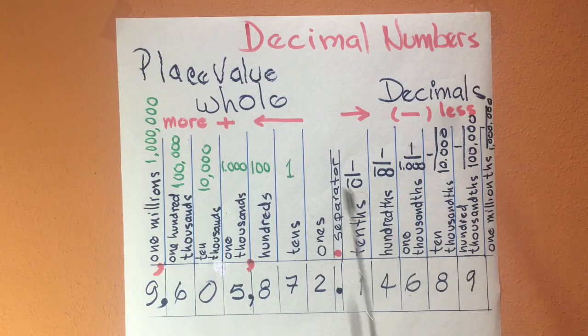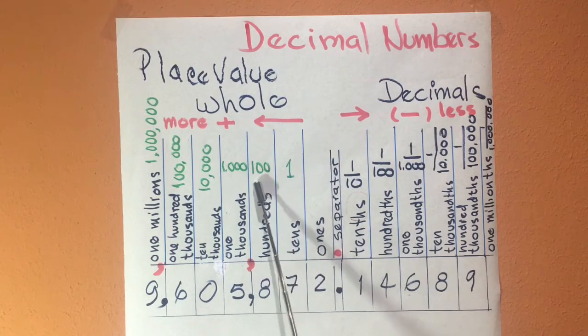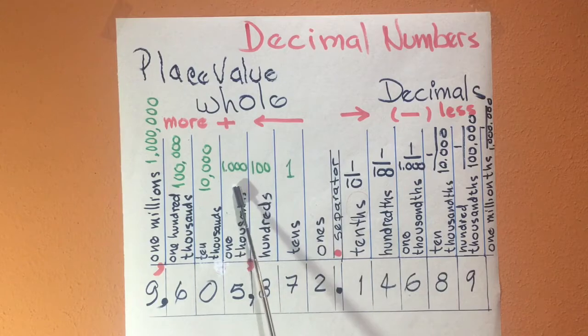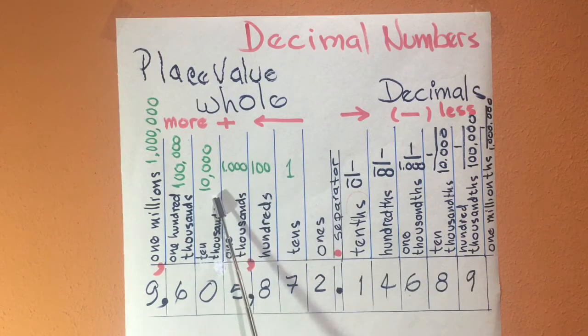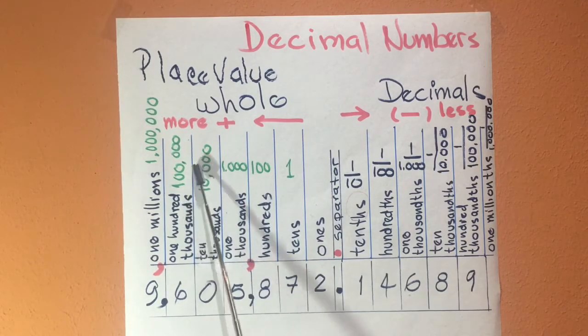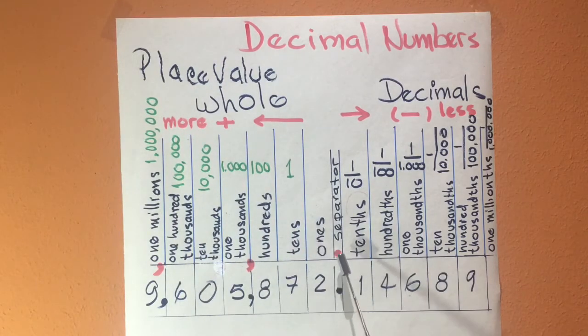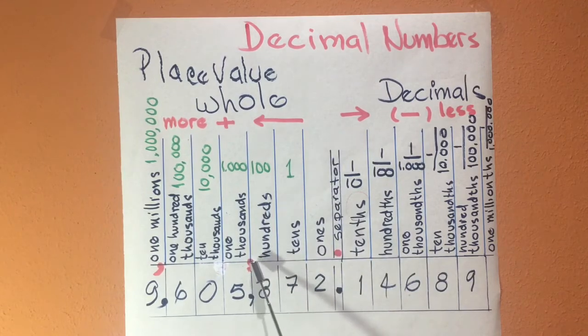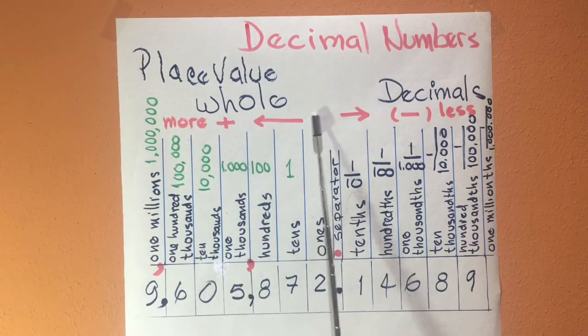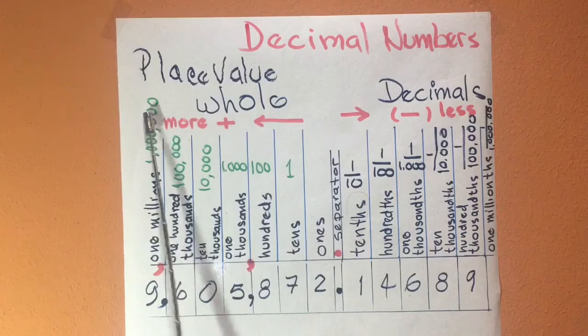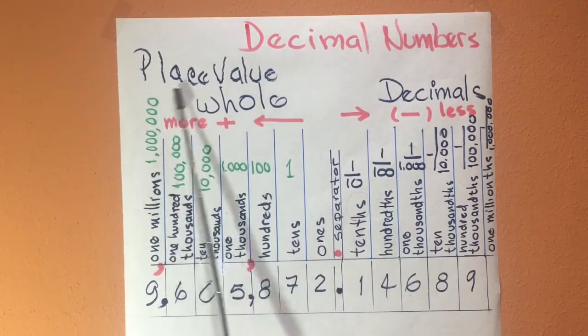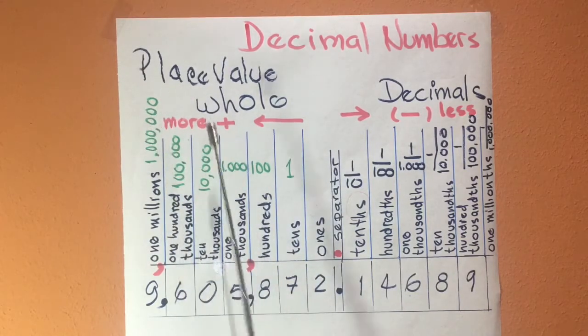In the whole area, we have the ones, the hundreds, the thousands, the 10,000s, and the 100,000s. And then we have millions. As you know, we separate every three numbers with a comma to separate thousands and millions. So as you go to the left side, the numbers become bigger.